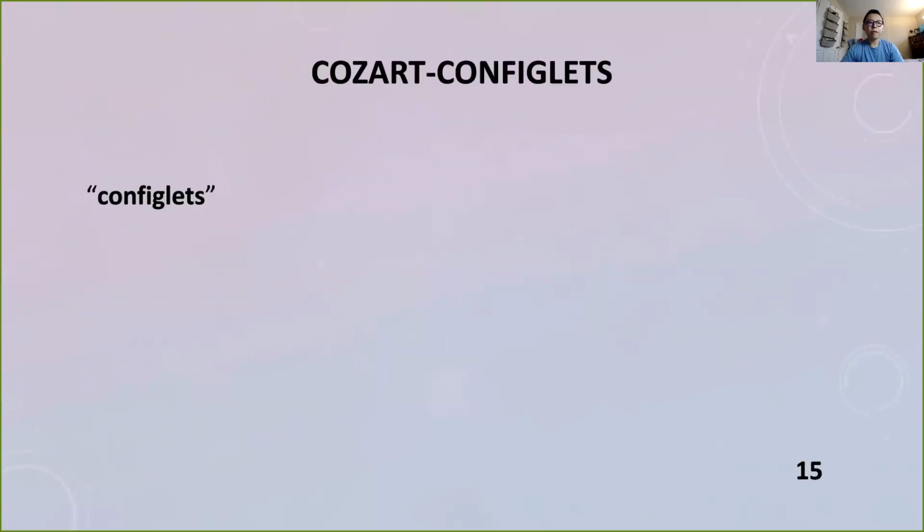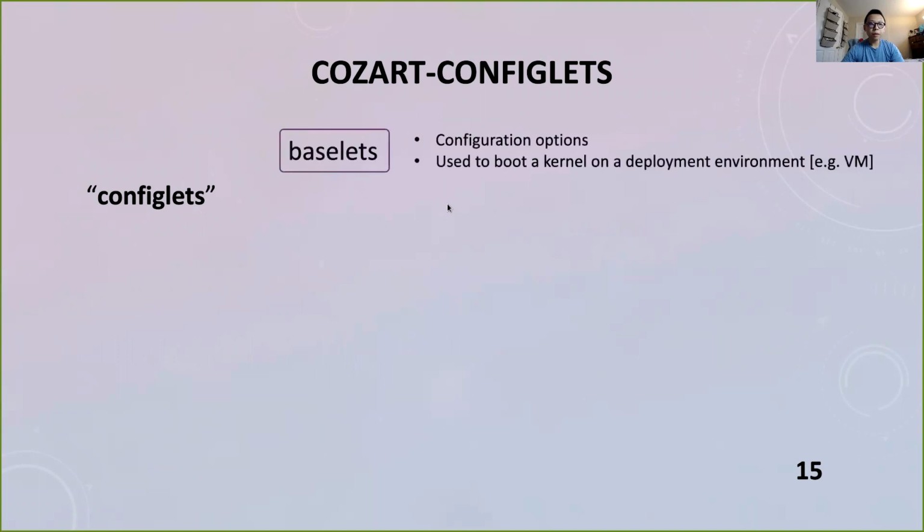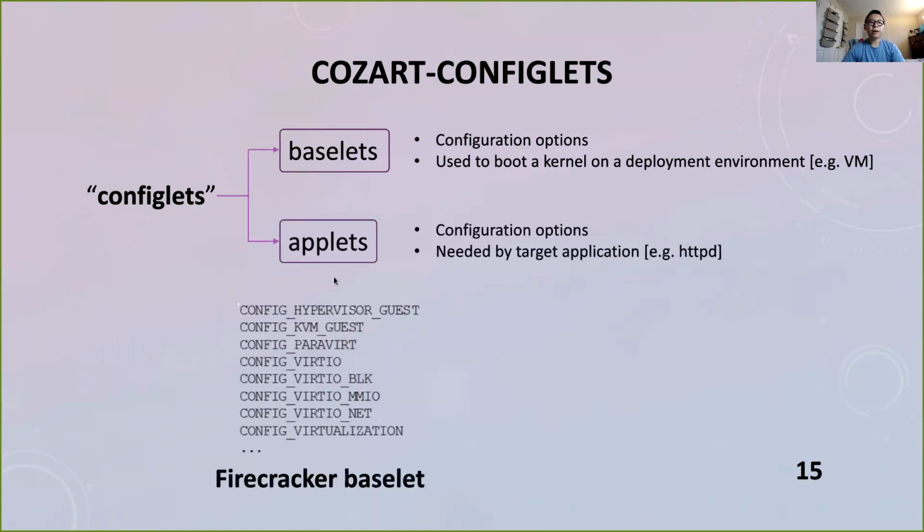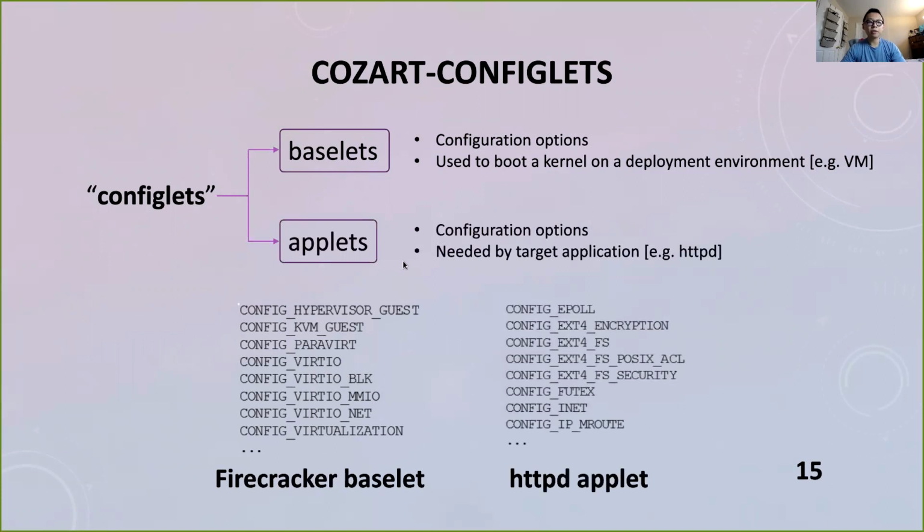COZART divides the configuration into configlets for the deployment environments and applications. Configlets are a set of configuration options. Baselets are configlets for different deployable environments, and applets are another type of configlet that support applications. These are examples of a baselet for a Firecracker hypervisor and an applet for Apache web server.